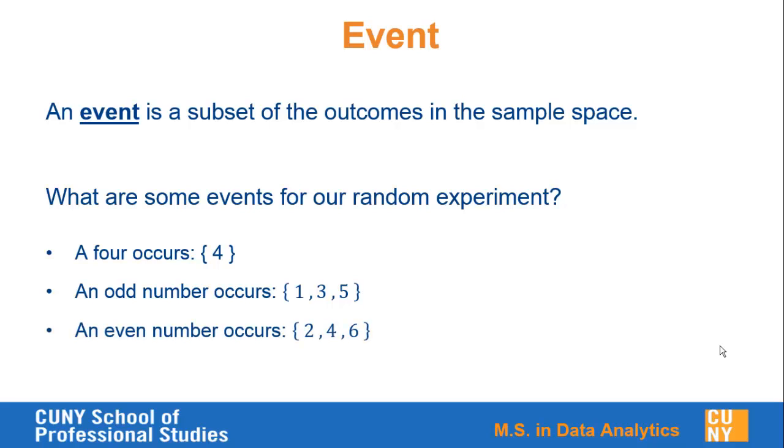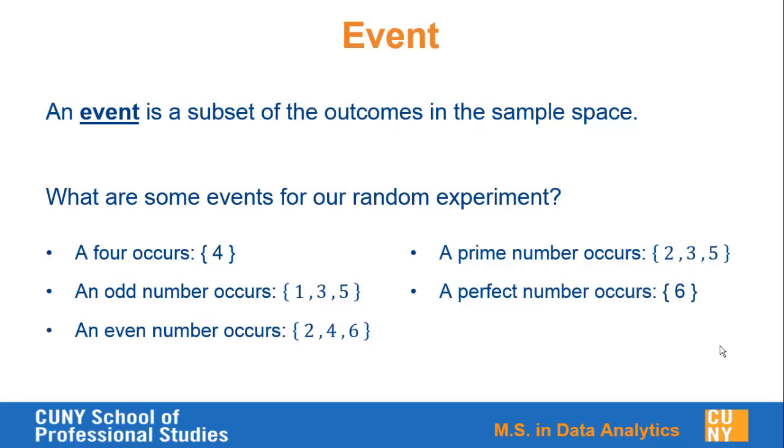Along with that, I could have the event that an even number occurs, 2, 4, or 6. A prime number occurs, 2, 3, or 5. And of course, don't make the mistake of thinking that 1 is a prime number. By definition, it's not. I could have a perfect number occur, which is a 6. If you're curious, a perfect number is the sum of all of its proper factors. Or I could have any factor of 15 occur. Right? So that would include 1, 3, and 5 here.